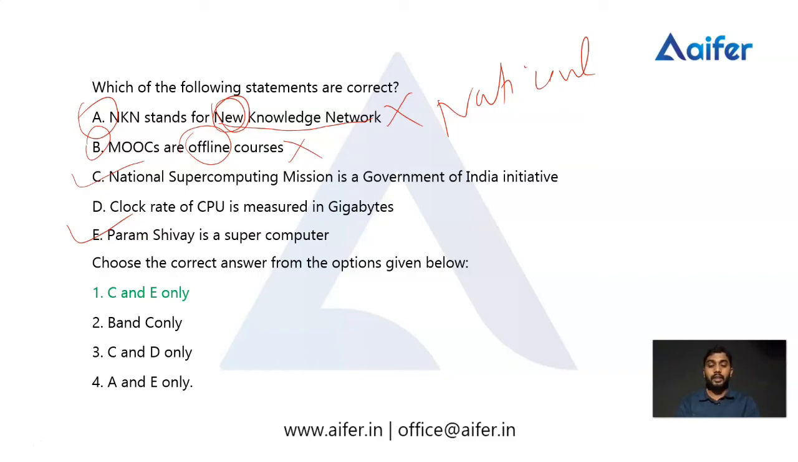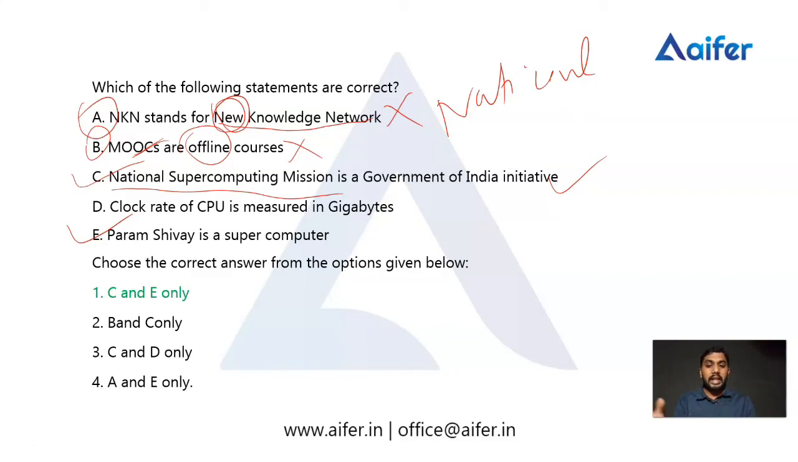And maybe we have to study the full form of the abbreviation MOOC. The full form of MOOCs may be asked in the next exam. So MOOC means Massive Open Online Course. Don't forget that. Then regarding option C, it is the right statement, because the National Supercomputing Mission is a Government of India initiative. In the last session, we discussed the National Supercomputing Mission and explained very clearly what it is. So I repeat that in this question.